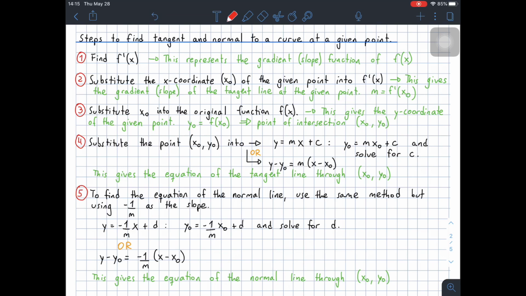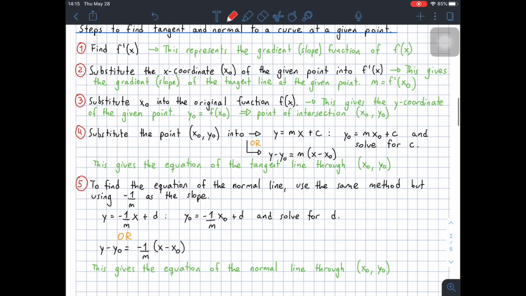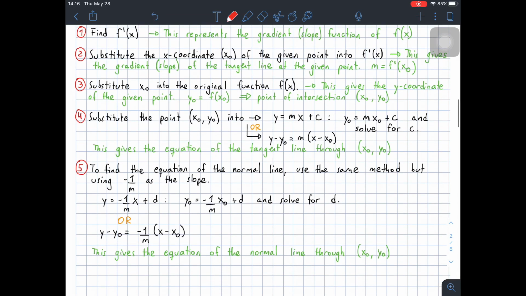So if we replace the given value of x, which we're going to see with exercises later on, into the derivative function, we're going to get the value of the slope of the tangent line at that point, okay? And the slope is equal to the derivative function evaluated at the given value of x. Okay, so with this step we already have the slope of the tangent line. Then it says substitute the given x value into the original function f of x.